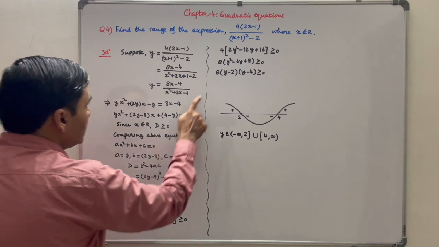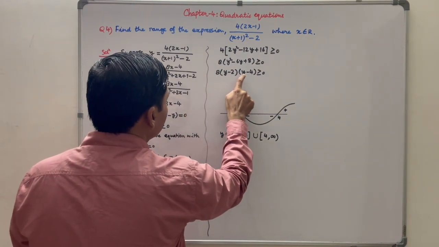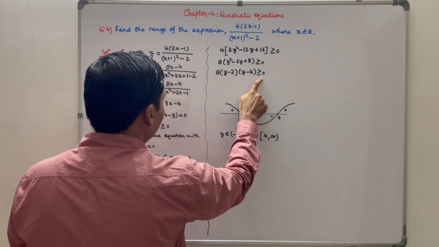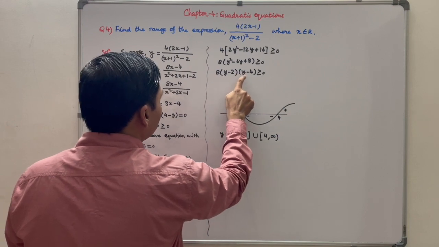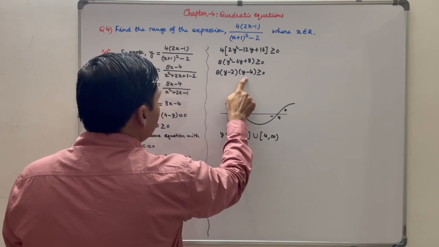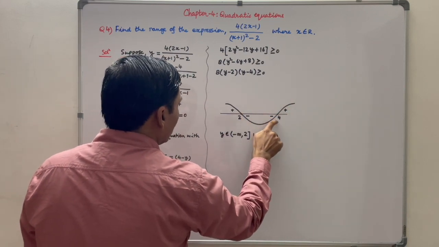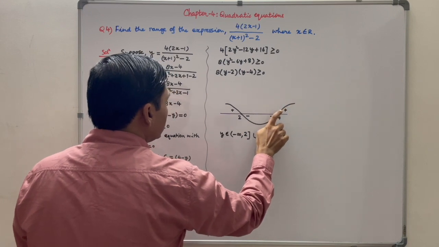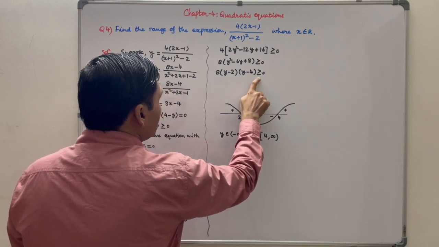After simplification, this inequality is 8 into (y − 2) into (y − 4) is greater than or equal to 0. Critical points will be at y = 2 and at y = 4. Now draw a number line, mark points 2 and 4. Draw a wavy curve starting from top right and passing through 4 and 2. Inequality is greater than or equal to 0.